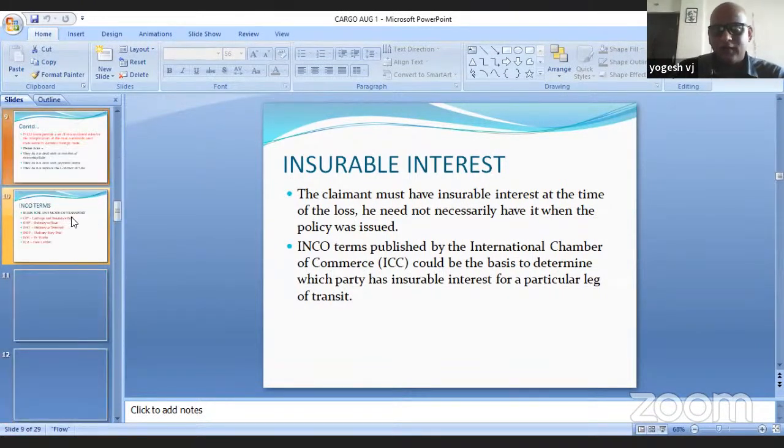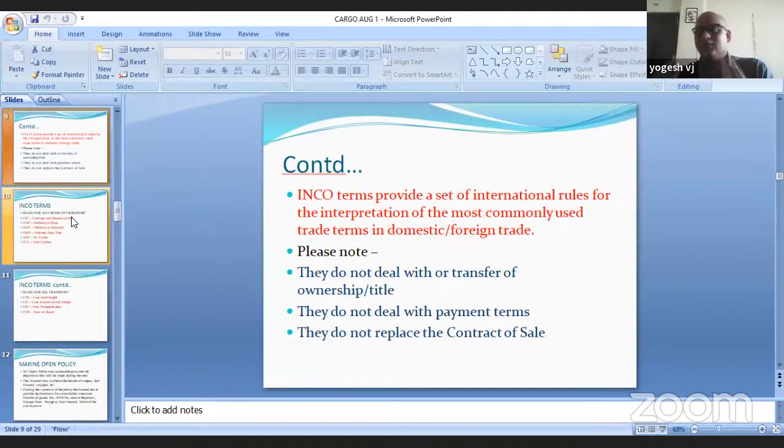Out of them, let us first of all understand what is Incoterms and what it is not. We will understand that. Incoterms provide a set of international rules for interpretation of most commonly used trade terms, be it domestic or foreign. Okay, first, what it is not about.